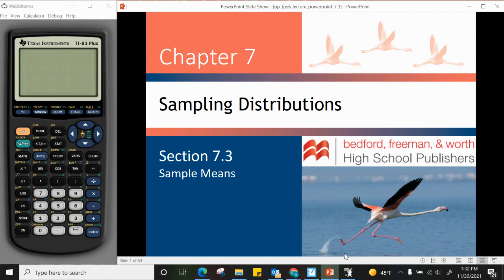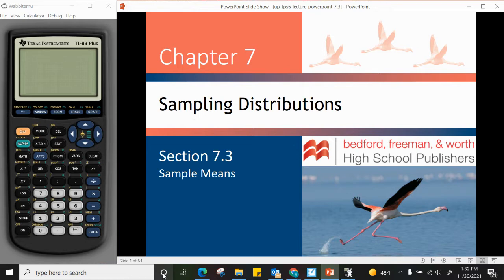All right, everyone, we're looking at Chapter 7, Section 7.3, Sample Means. And you'll notice a lot of these are very similar to Section 7.2, which was sample proportions. As you're going through, it might be a good idea to see the similarities between the two, but also the differences between sample means and sample proportions. And I'll try to highlight some of those differences as well.